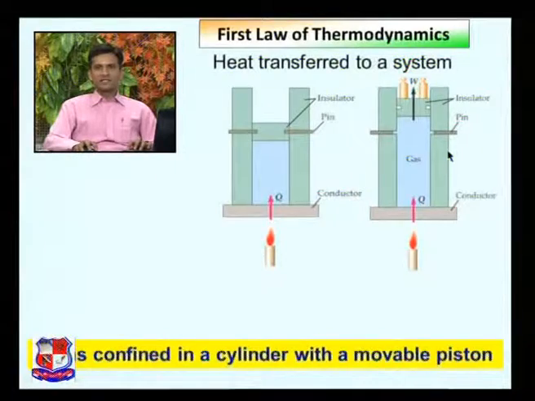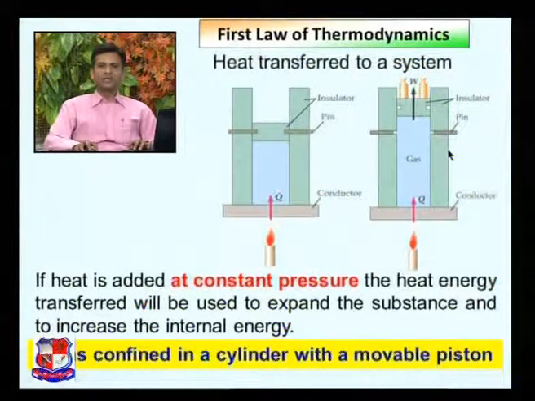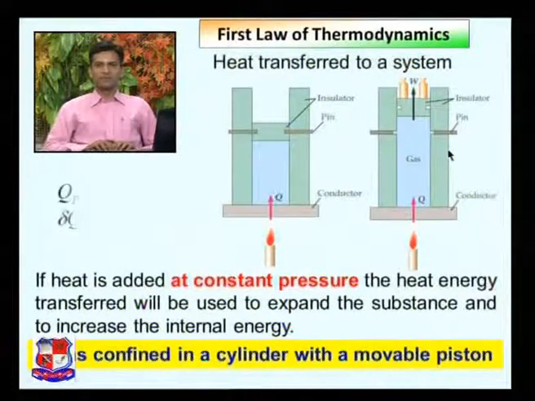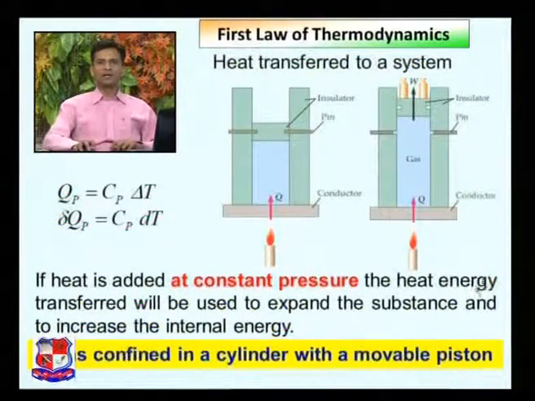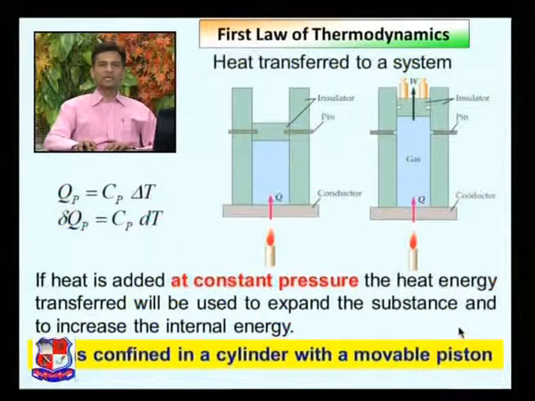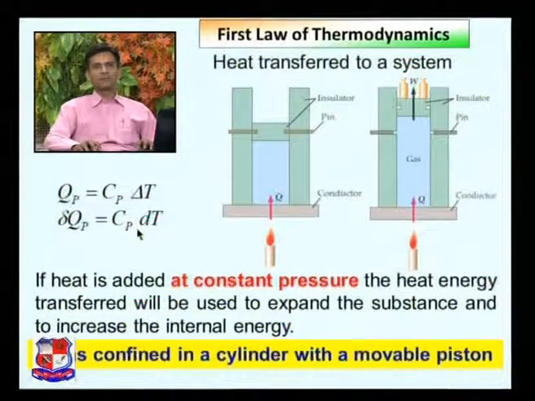In the second case, if the heat is added at constant pressure, the energy transferred will be used to expand the substance and to increase the internal energy. Here the pressure is maintained constant, so the volume will increase and the piston will move. So in this case, at constant pressure, the change in volume will cause the work done W, and the equation for that work done is Cp into delta T or Cp into dT.